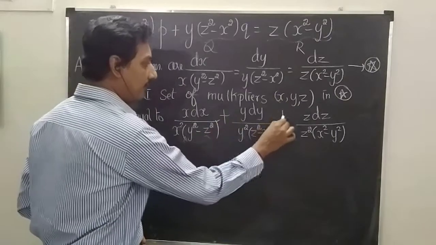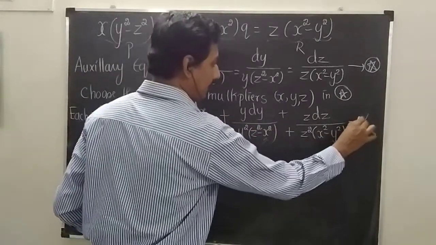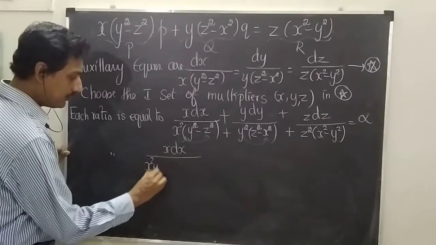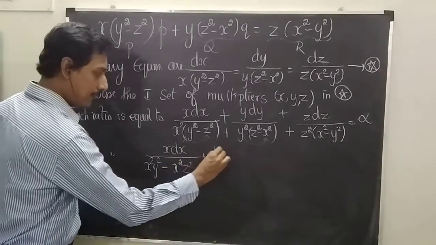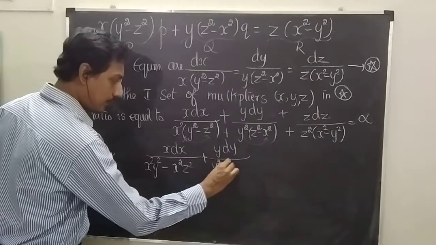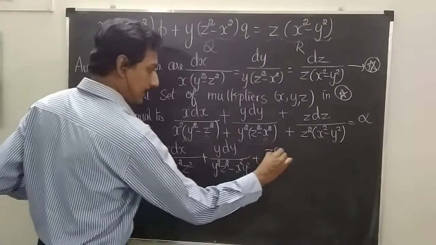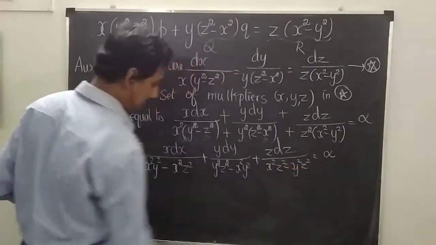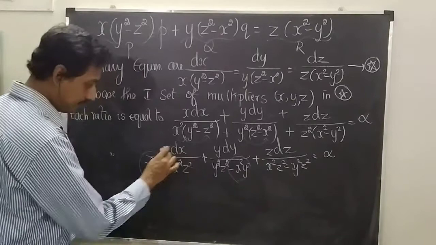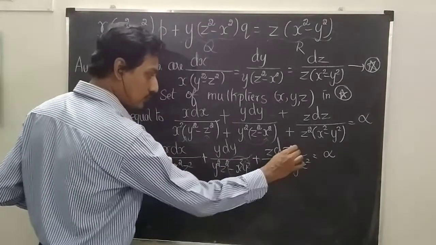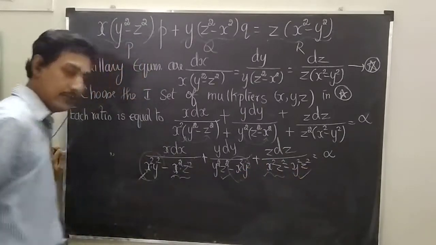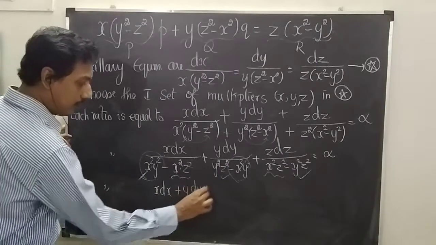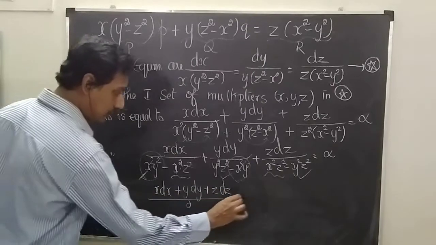So when we add the numerators as well as the denominators, each ratio is equal to x dx by x squared y squared minus x squared z squared, plus y dy by y squared z squared minus x squared y squared, plus z dz by x squared z squared minus y squared z squared, equal to alpha. Now see that plus x squared y squared and minus x squared y squared cancel, minus x squared z squared plus x squared z squared cancel, and finally plus y squared z squared minus y squared z squared cancel. So each ratio is equal to x dx plus y dy plus z dz by the denominator 0, equal to some constant alpha.